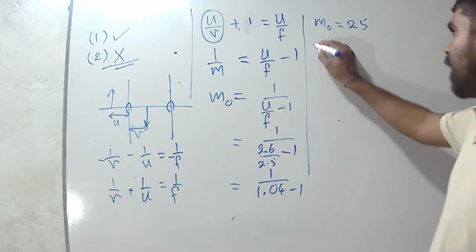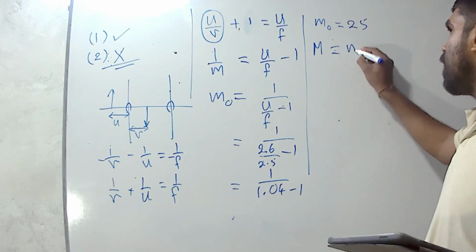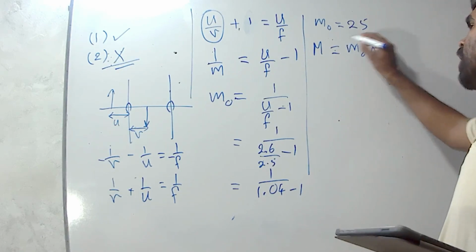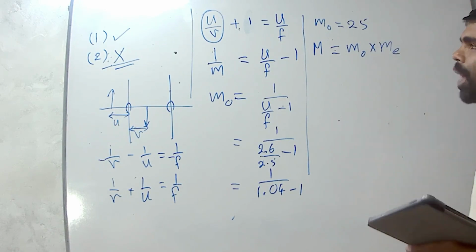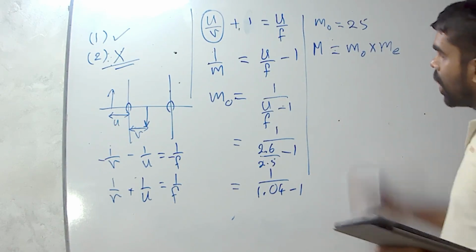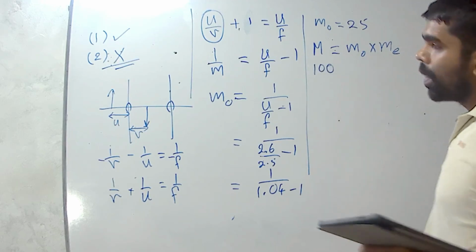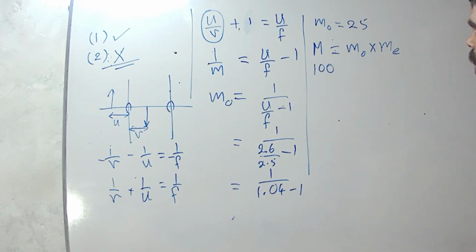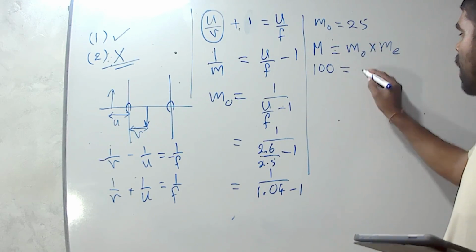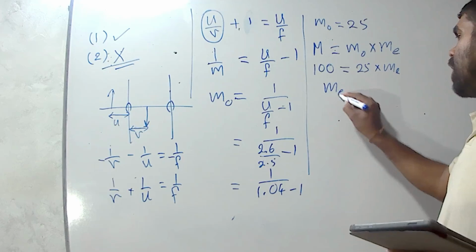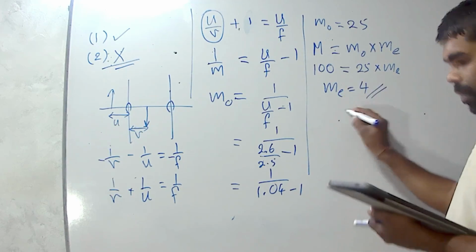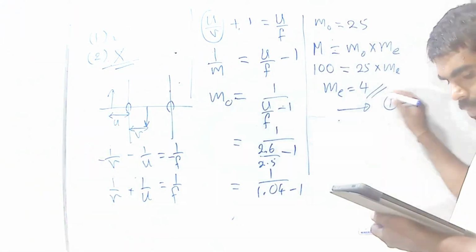We know that the angular magnification is the linear magnification of the objective lens multiplied by the linear magnification of the eyepiece lens. Now they have given the magnifying power as 100. We know that the MO value is 25. Then we have to find ME. ME should be 4. Then the answer is 1.